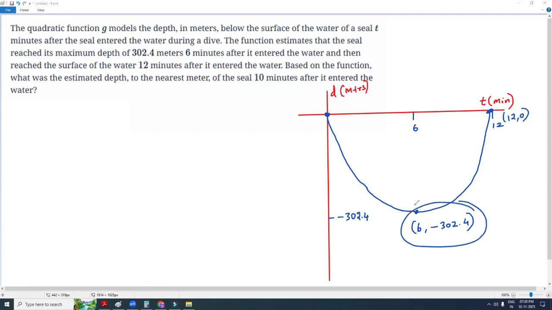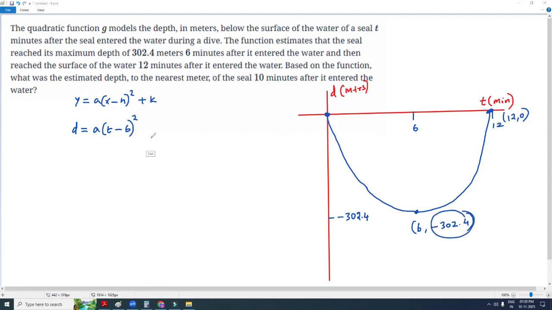Since we have the vertex of the parabola, we can write the quadratic function in vertex form, that is y equals a times (x minus h) squared plus k. But instead of y, we have d on the vertical axis. We can write d over here, a times, for x we have t on the horizontal axis. Then we have t, and h is the x coordinate, I mean the t coordinate of the vertex, so that is 6, squared, and k is the y coordinate, I mean the d coordinate, that is negative 302.4. Let me write over here.